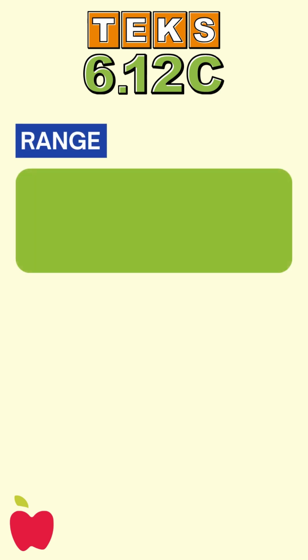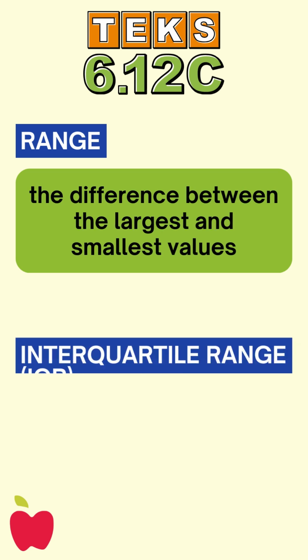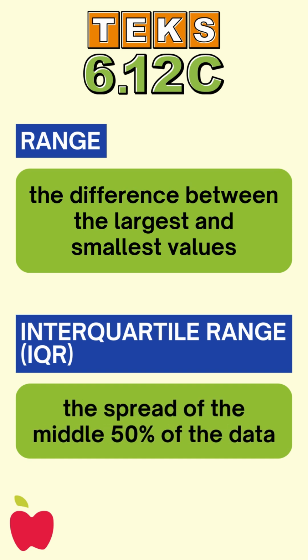Range. The range tells us how spread out the data is. It's the difference between the largest and smallest values. Interquartile range, also known as IQR. The IQR looks at the spread of the middle 50% of the data, ignoring the highest and lowest values. It's the difference between the third quartile and the first quartile.